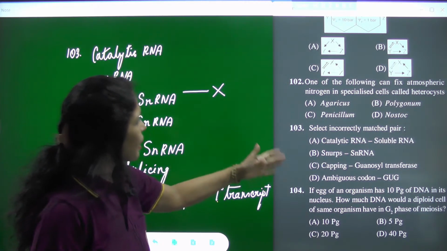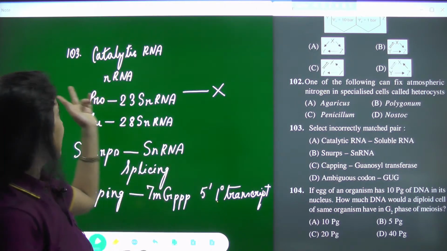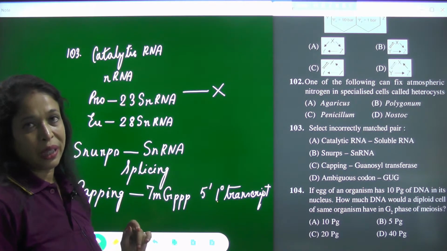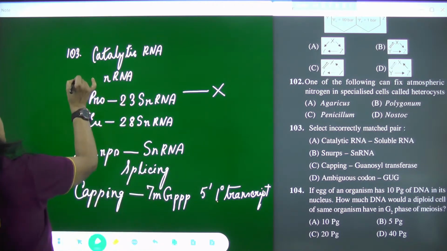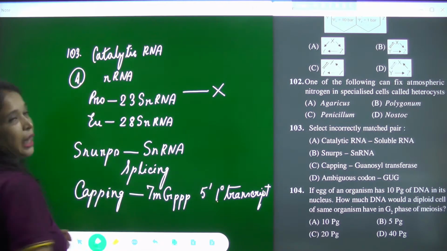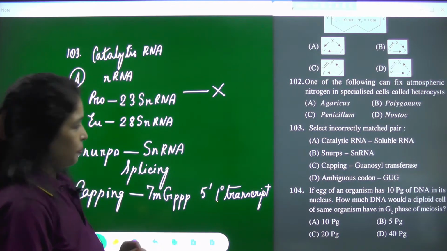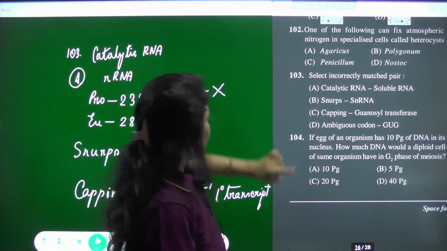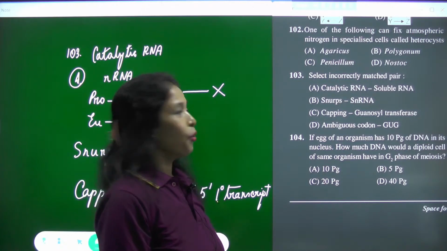So all options are correct except the first one, catalytic RNA, which cannot be the soluble RNA. So what will be your answer? It is first option A, right? Next, let's move to question number 104.